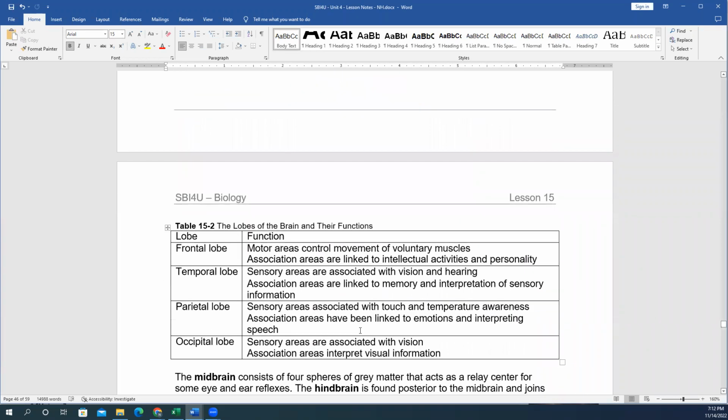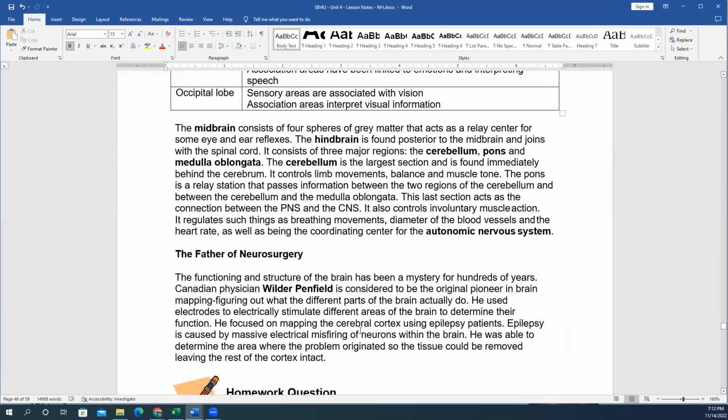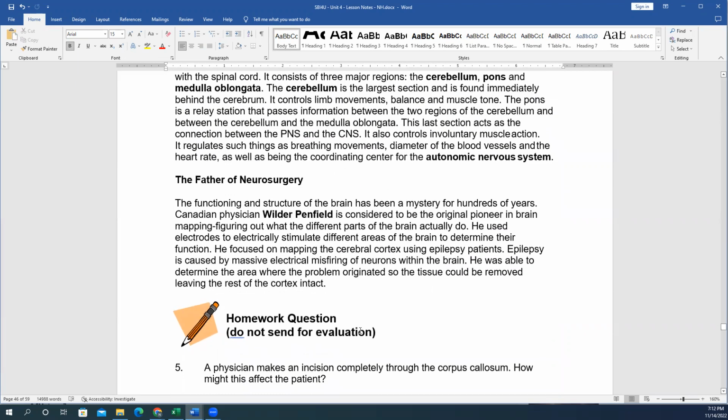So this structure and the function of the brain is really a great mystery that is still being worked on and teased apart. And there was a Canadian physician called Wilder Penfield, and he's considered to be the original pioneer in brain mapping and figuring out what different parts of the brain actually do.